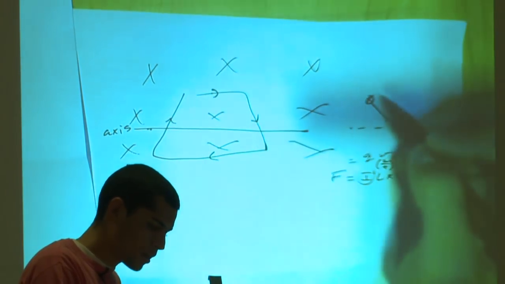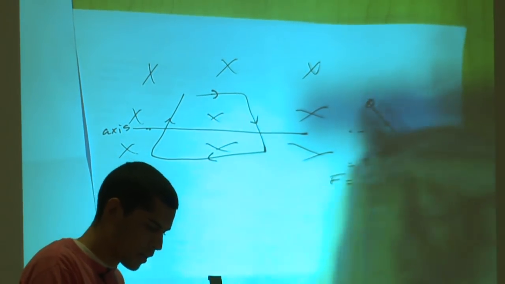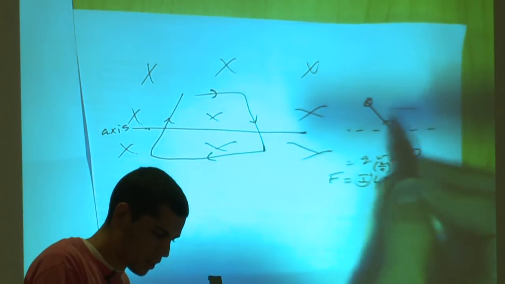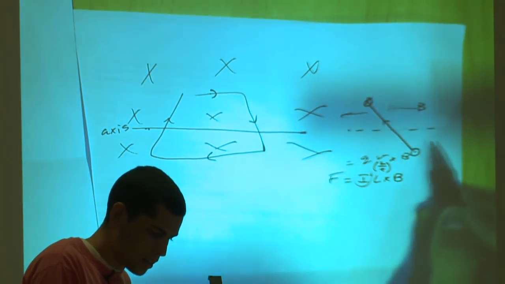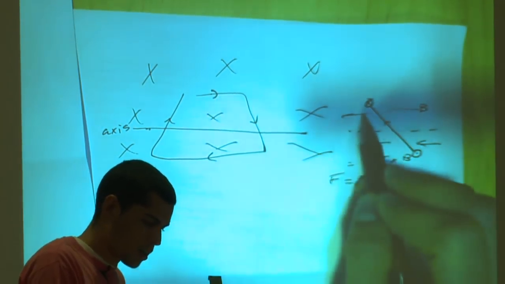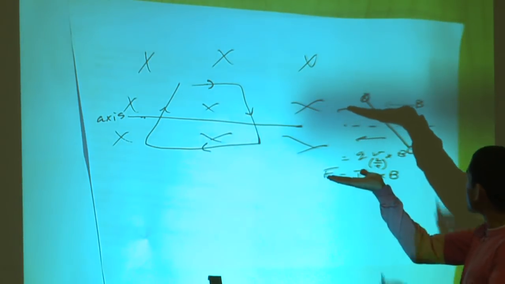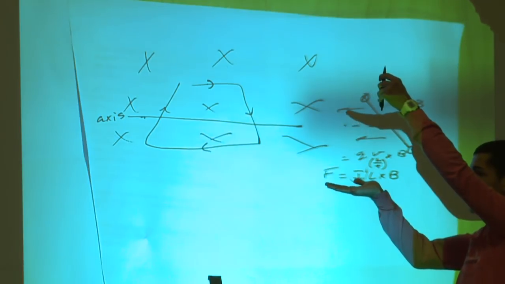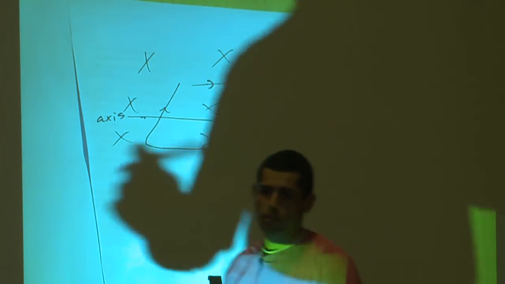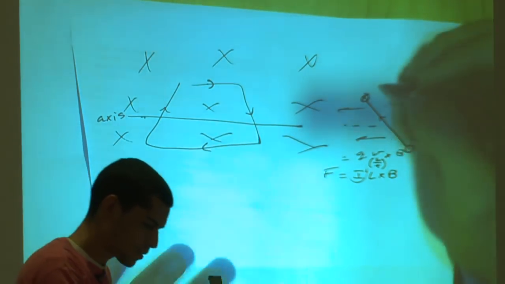Looking at the top one, our force is going to be in what direction? If our magnetic field is going to the left, and our velocity is going in, we'll see a force coming out upwards. Okay?